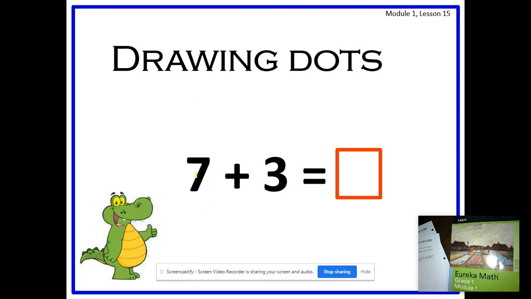Yes, 7. And our small part is, yes, 3. So we draw 3 dots on top or on the bottom of the number. And we're drawing 3 dots because this is the number 3. And now all we're going to do is count on from 7, and we're going to count on by using the dots.